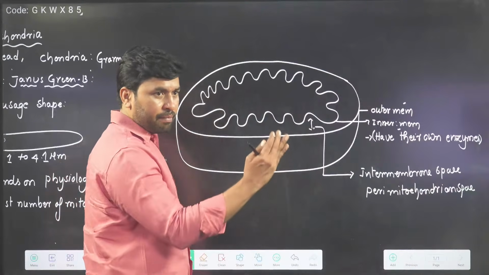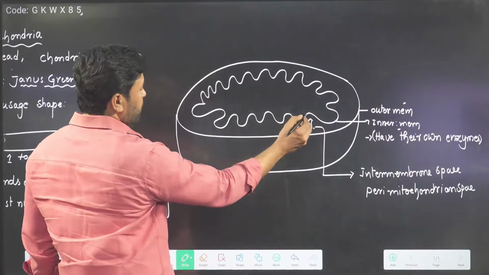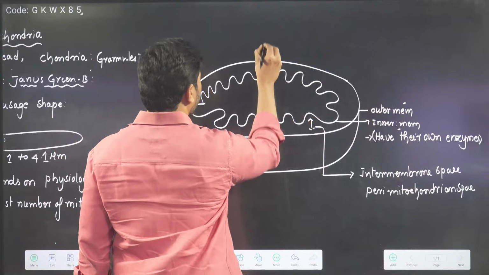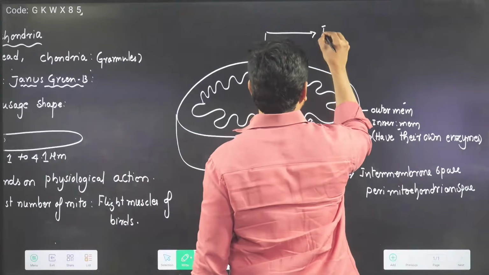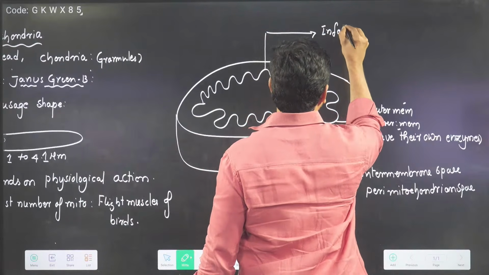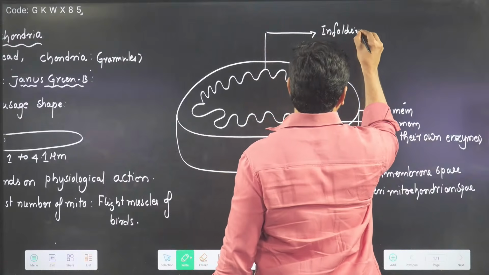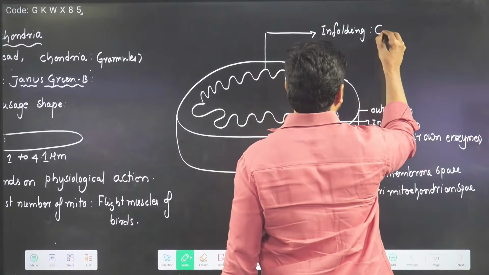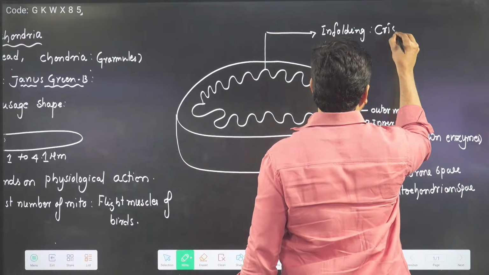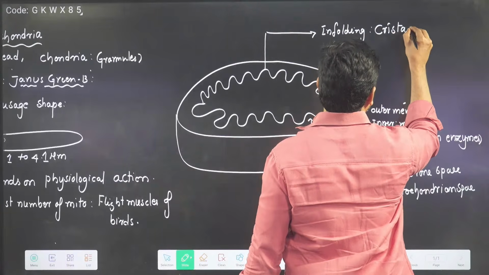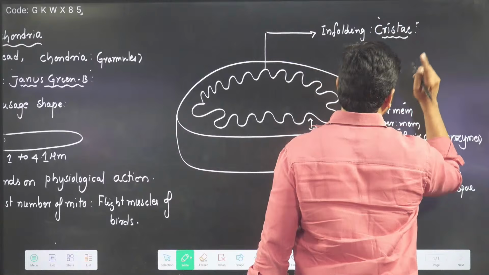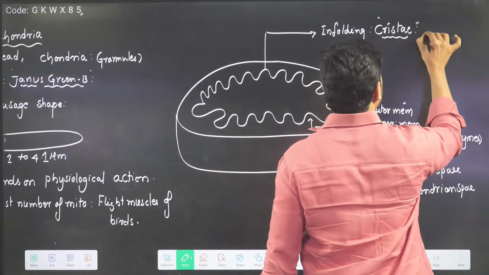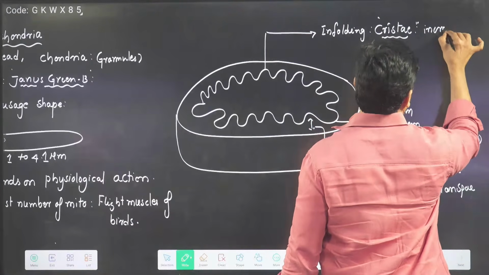Then come back to the inside. This is the inner membrane. The inner membrane possesses many foldings. The infoldings present in the inner membrane have a special name: cristae. Crista is singular, cristae is plural. Why are cristae present? To increase surface area.